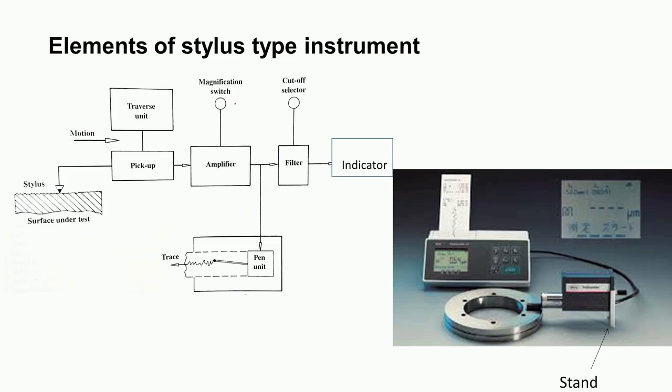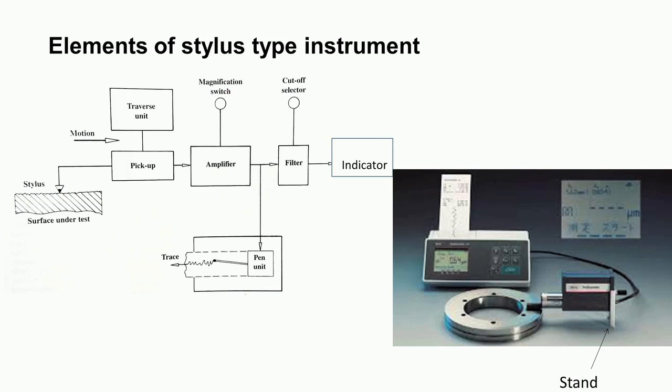Also we have a switch to select the appropriate magnification. So if the surface is a very fine lapped surface, then we should use a very high value of vertical magnification. If it is a rough surface, we can lower the vertical magnification. And you can see the printer attachment is also there, so we can get a print of the profile.